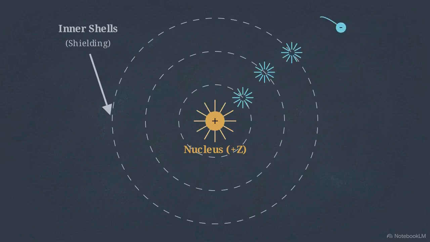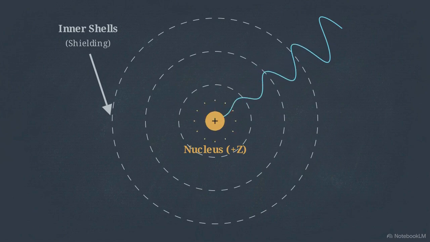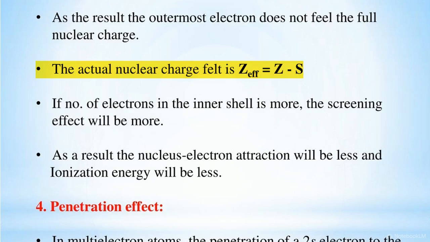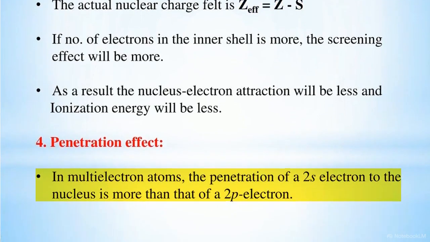This model suggests that s electrons possess inner radial lobes that allow them to bypass inner shells and approach the nucleus directly. Textbooks explicitly link this physical penetration to a higher effective nuclear charge. As shown here, the standard model dictates that penetrating power follows a strict sequence from S down to F.